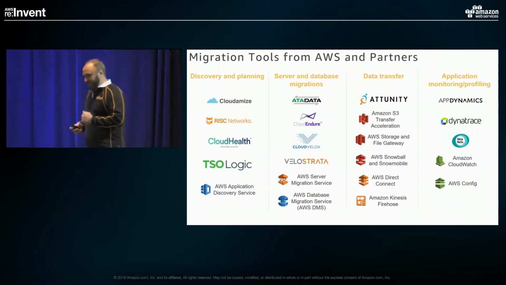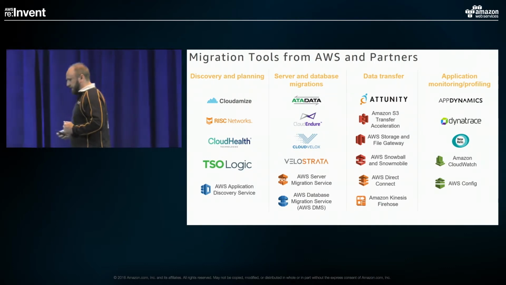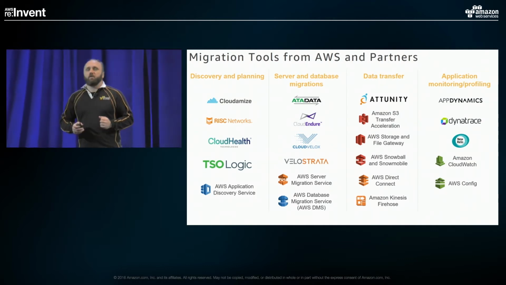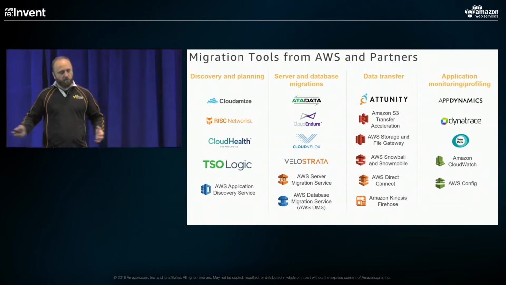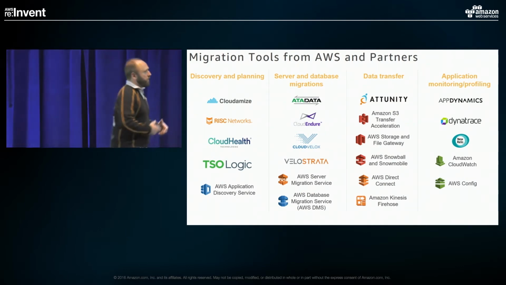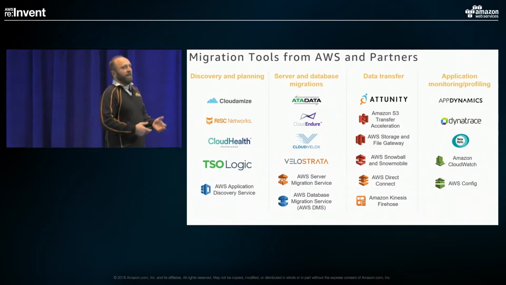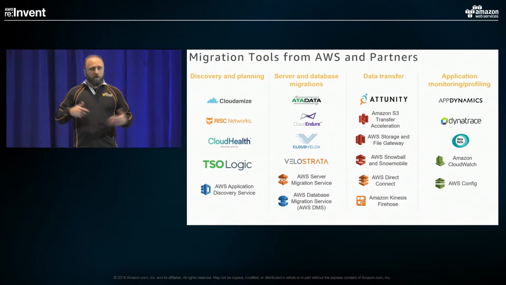Then server and database migrations: Attunity, CloudEndure, CloudVelox, Velostrata, as well as our very own Server Migration Service, which I'll touch on, and Database Migration Service. Database Migration Service, I might add, has really been that good that we've been using it for migrations from Oracle to SQL, not just SQL to SQL, not just SQL from on-premises to SQL in AWS or to RDS, but you can also migrate over to less expensive enterprise databases such as Aurora, and so on.